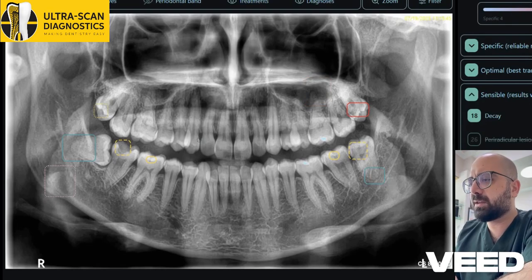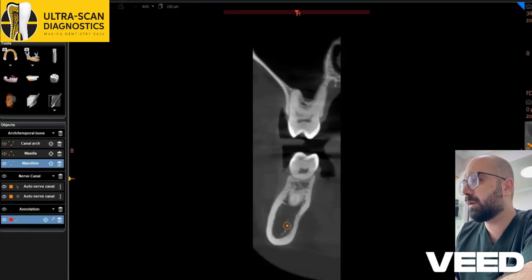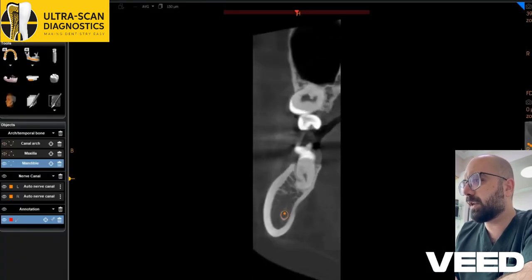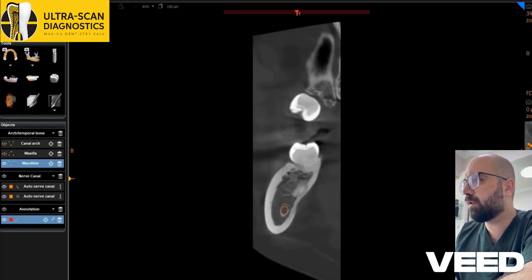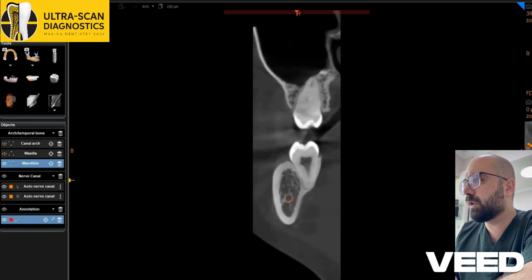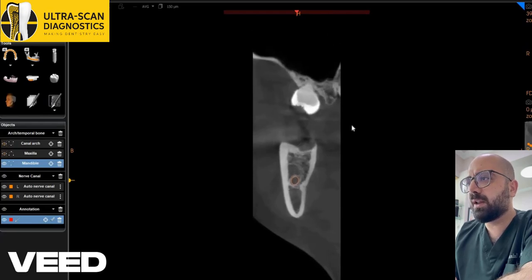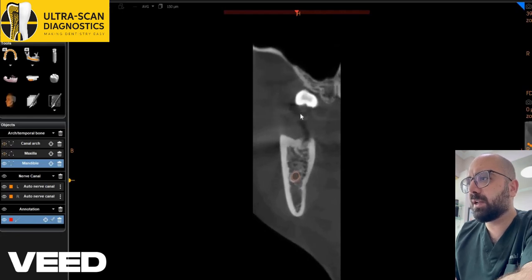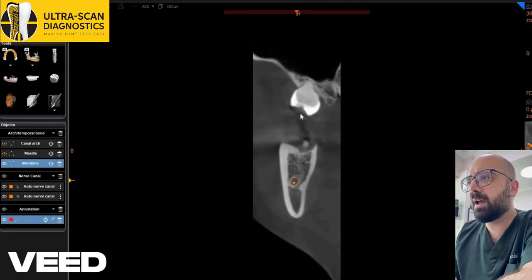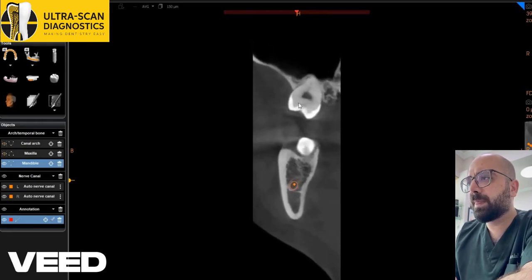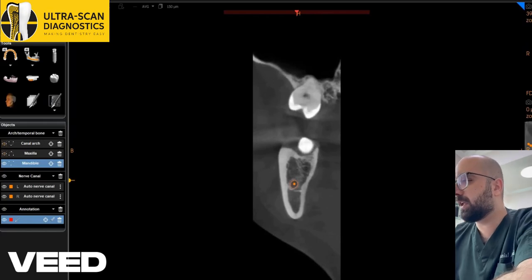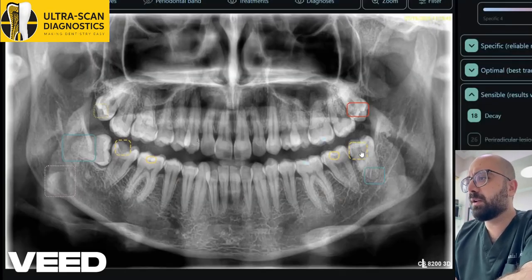The upper left 8 shows signs of decay, and let's go back to the 8, and then we'll see if this 8 actually shows signs of decay. And there we go, ladies and gentlemen, absolutely spot on. The upper left 8 shows signs of decay, and you can actually see that right here. We've got decay there, and then we see a little bit of decay in the distal aspect of the tooth, but involving the dentine as well. So quite significant decay there. So that's again another correct diagnosis.